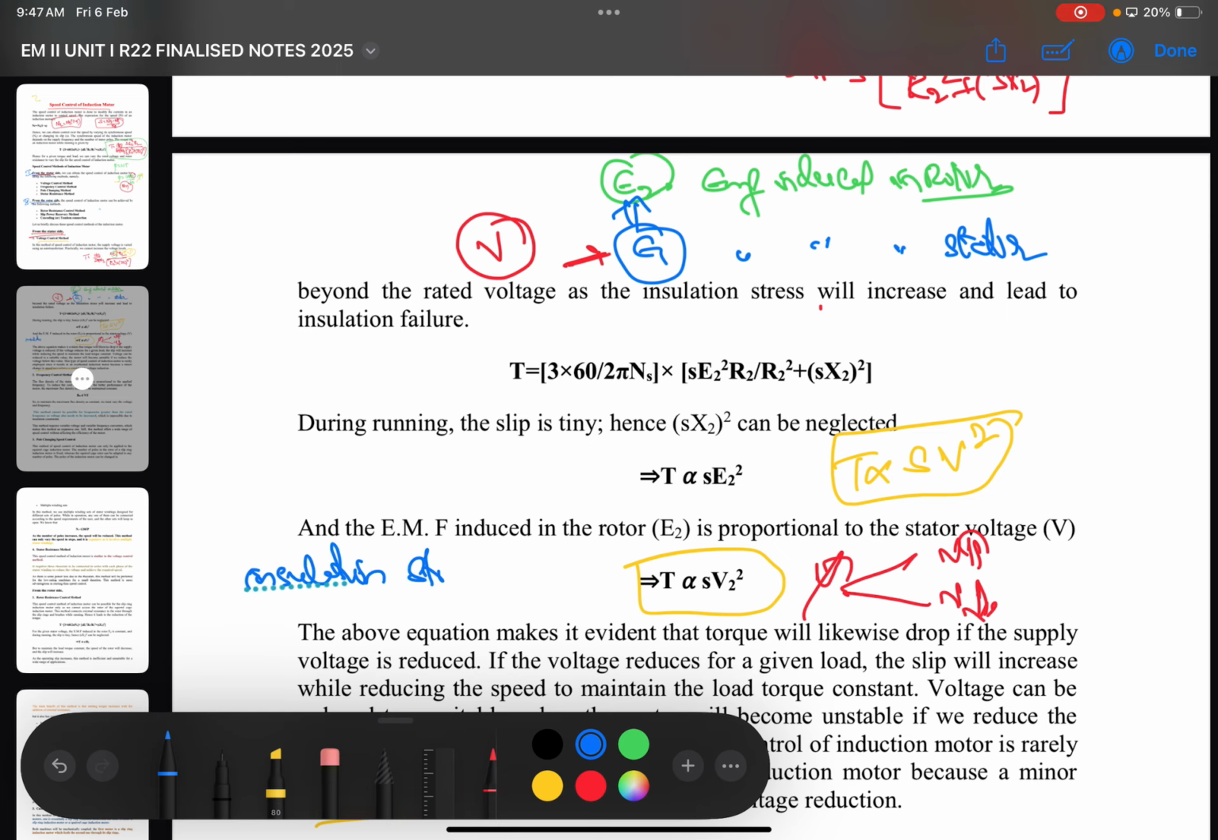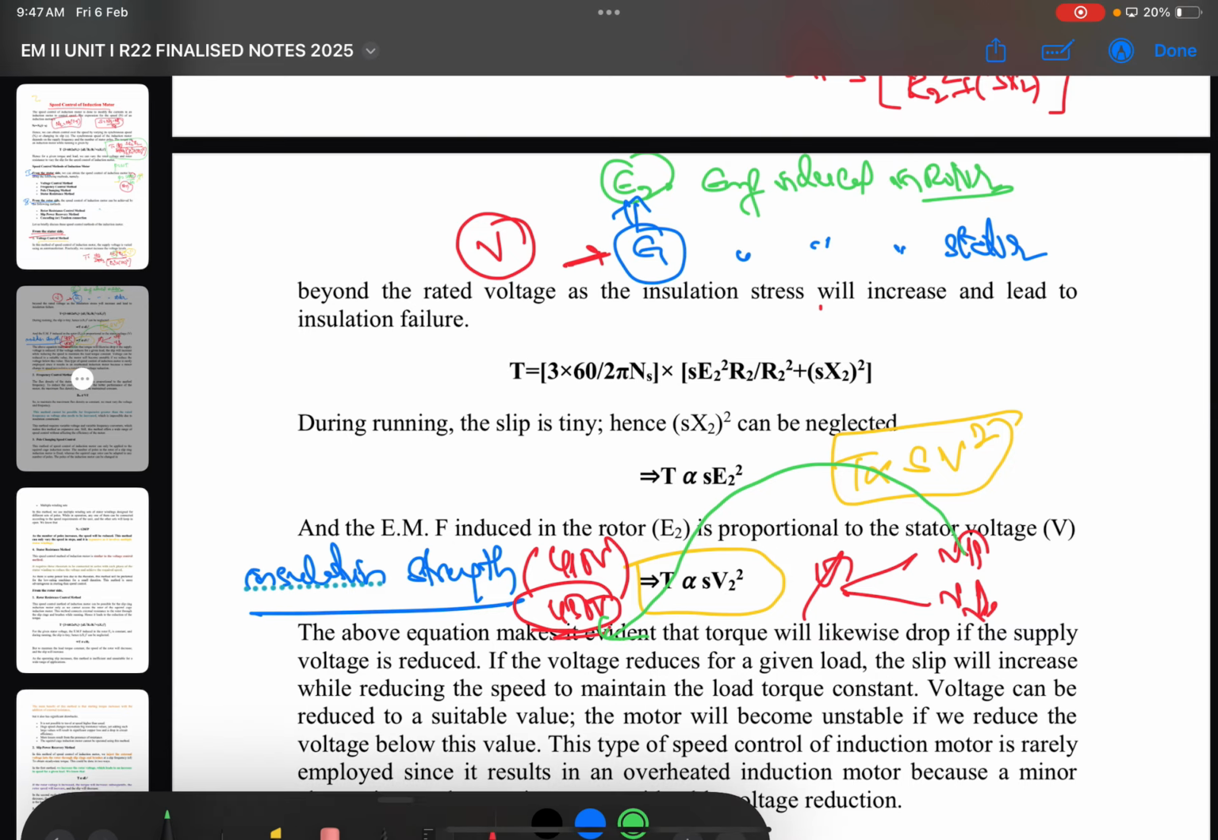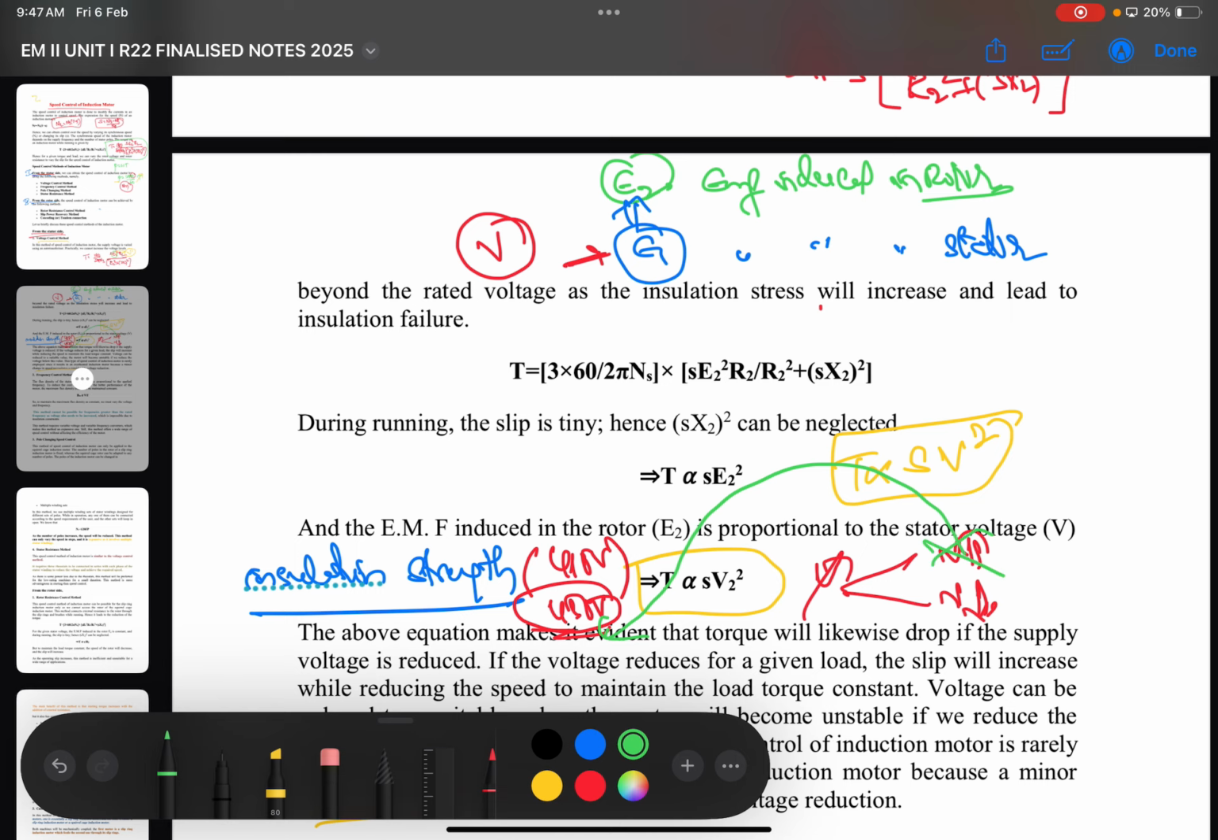Insulation strength for 415 volts, let's assume, around 450 or 500 volts of insulation will be done here. Now if I increase the voltage beyond that, then what is happening indirectly? Indirectly I am trying to affect the insulation strength here, so that the voltage increase possibility will not be considered. Why can the voltage not be increased here?